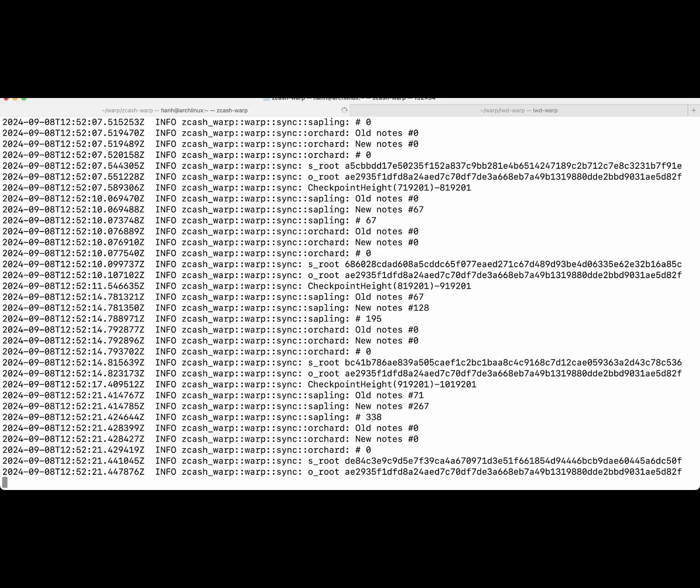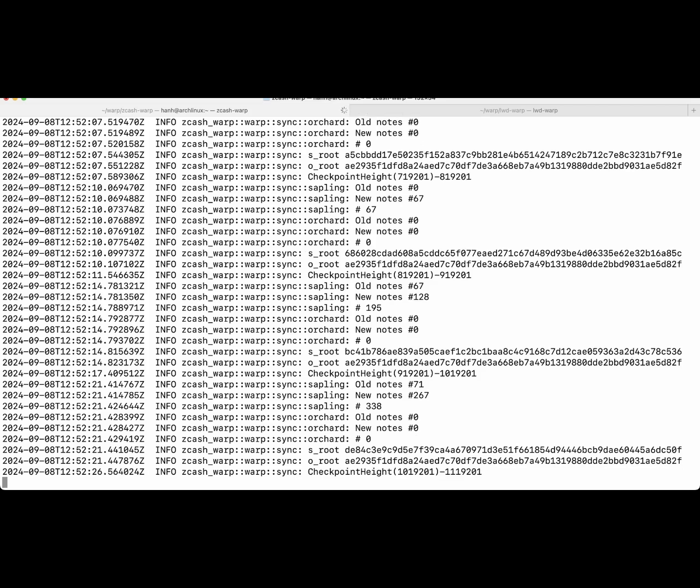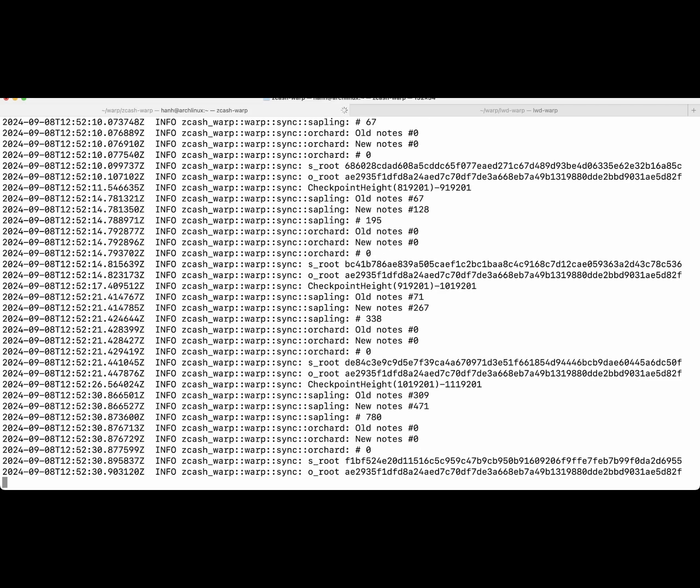At the 1 minute mark, the synchronization has progressed to about block 1 million, meaning that it has processed 500,000 blocks. So that's pretty impressive. But these blocks are mostly empty.